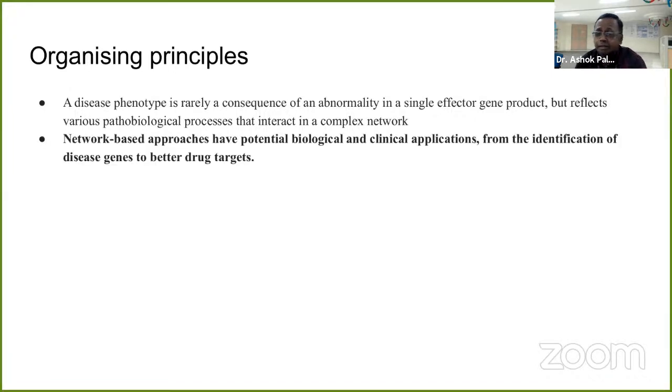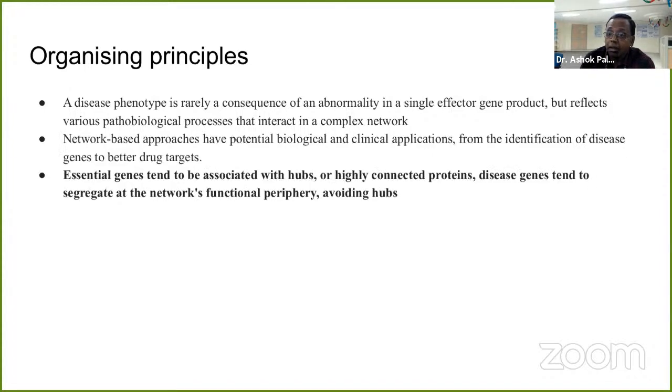All right. So next is using network-based approaches. They have these biological and clinical applications, from the identification of disease genes to better drug targets. And we will see how network approaches will help us identify better disease genes. And then essential genes tend to be associated with hubs, and disease genes tend to segregate at the network's functional periphery. So this is a principle that has emerged from the study of many disease networks.